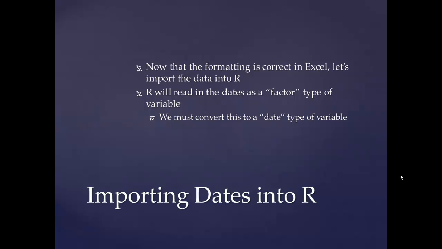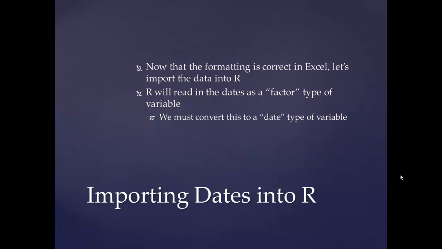There is a date type of variable, but R is not going to read it in. It's not going to read your dates in as a date type automatically. It's going to read it in as a factor type, which is kind of like a text type that has several different levels. Anyway, when R reads this in as a factor type, then we're going to have to convert it to a date type, and then we'll be able to work with it properly as a date.